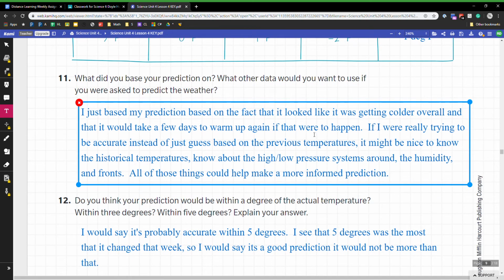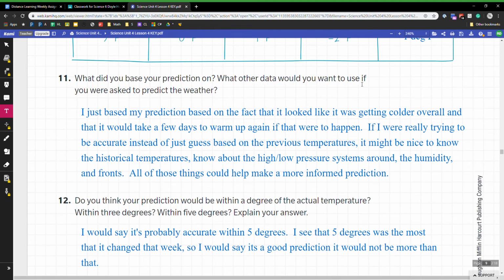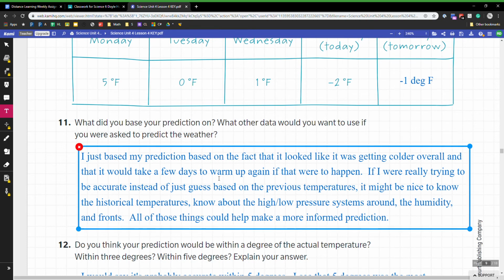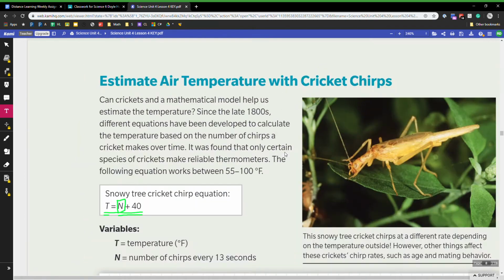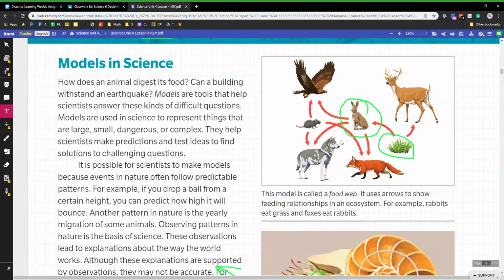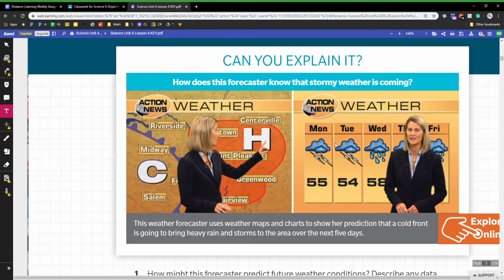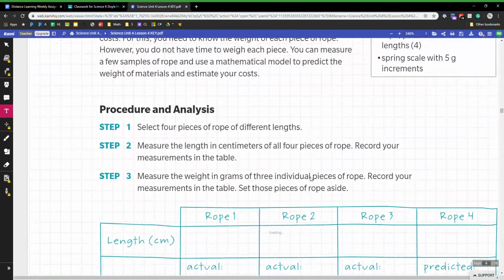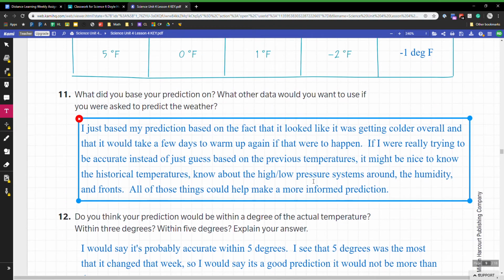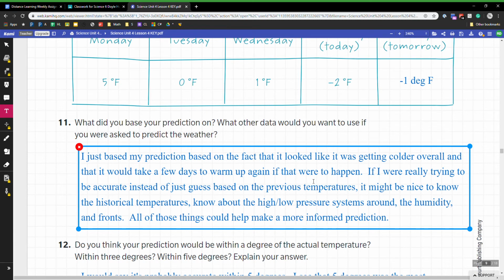But other data that I would want to use, right? What would be helpful to have for other data? Well, it might be nice to have, like we have up in here. Oh man, I have to scroll so far back. Sorry. It might be nice to have one of these types of maps, right, where you can see warm fronts and cold fronts and see how the clouds are moving, see pressure systems. Anything like that would help to make a better guess as to what the weather would be like. Even something like whether it was cloudy or whether it was clear.